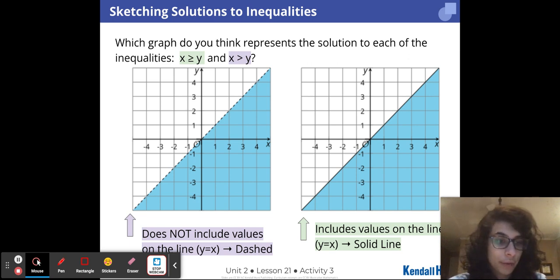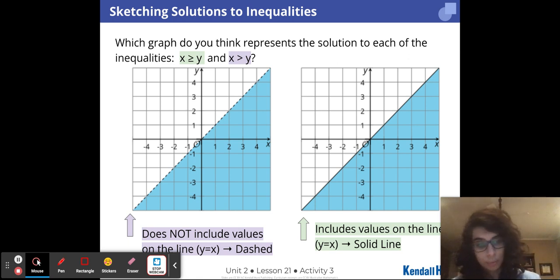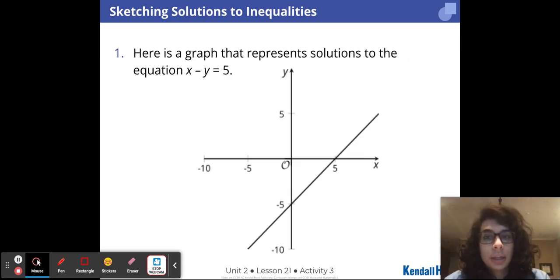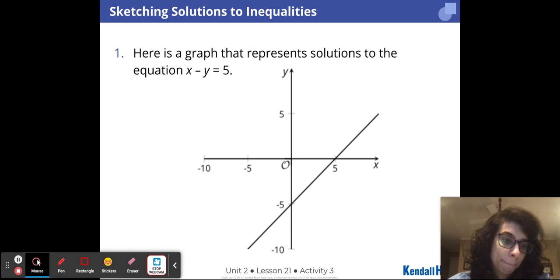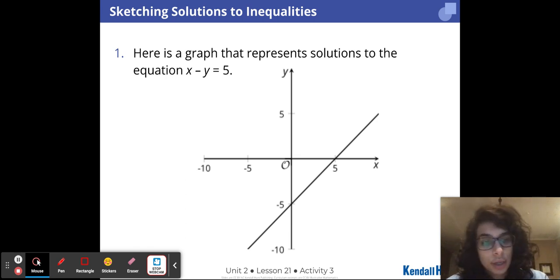So when you are graphing, same thing with what we did with one variable inequalities. Determine if it is going to be an open or a closed circle. Same thing here. Is it going to be a dashed line or a solid line? That's going to be one of your parts as you are graphing your inequalities. So let's practice graphing some inequalities. So here's a graph that represents solutions to the equation x minus y is equal to 5. Remember, we are able to graph using our x and y intercepts.